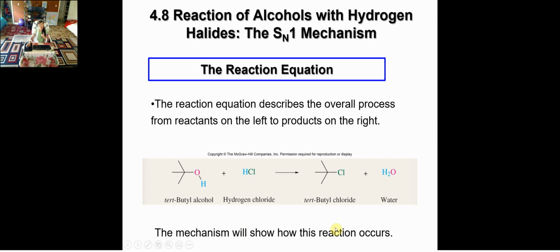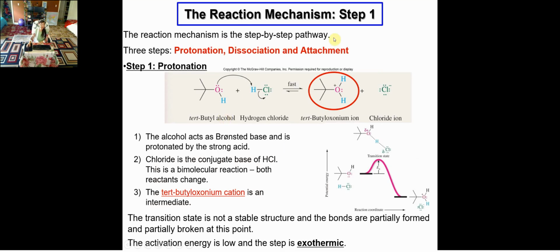So the mechanism is going to show you how the reaction occurs step by step. So let's see. This reaction again follows the SN1 reaction mechanism. What does that mean? Meaning you are going to see three major steps called protonation, dissociation, and attachment. The first step is defined as protonation. So if you have your t-butyl alcohol and you place this t-butyl alcohol into your hydrochloric acid, so these are two different reactants. What's going to happen?